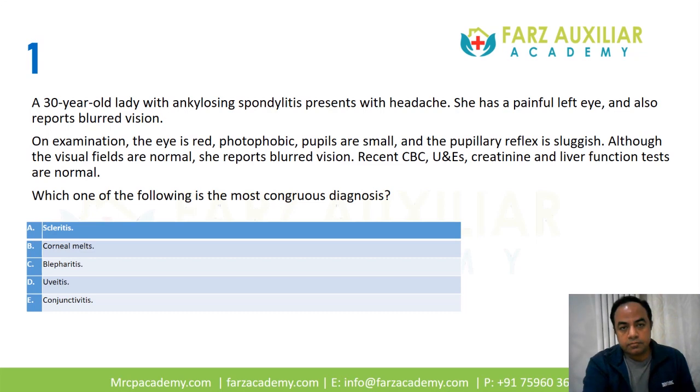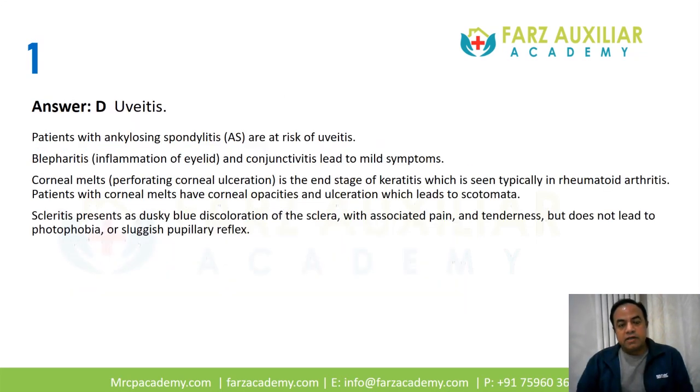So you have most likely guessed it right. Answer is D, which is uveitis. Uveitis is an association with ankylosing spondylitis, and patients are at risk of developing it. It's more of an HLA-B27 disease spectrum where eyes are involved as well.